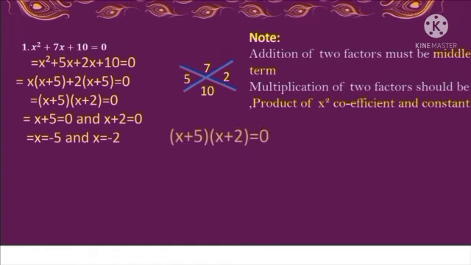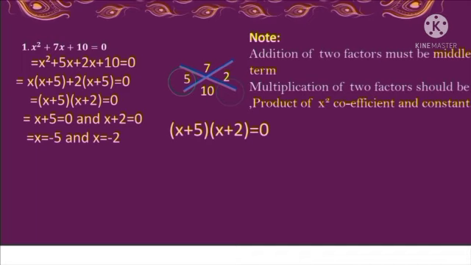When the factors are positive, that means (x + 5)(x + 2) = 0, the roots should be negative. If the factors are positive, the roots will be negative. This is the solution for this quadratic equation. Very simple.